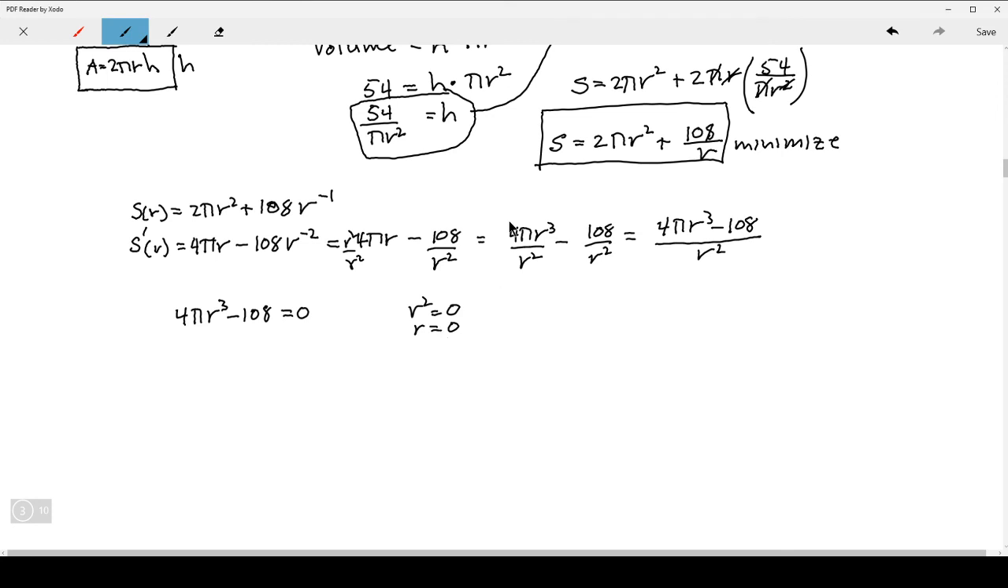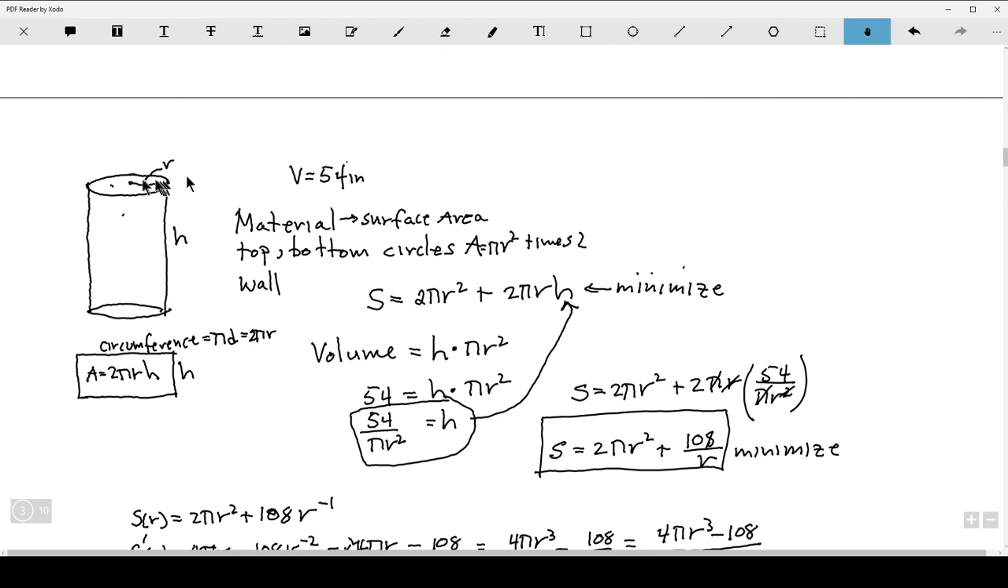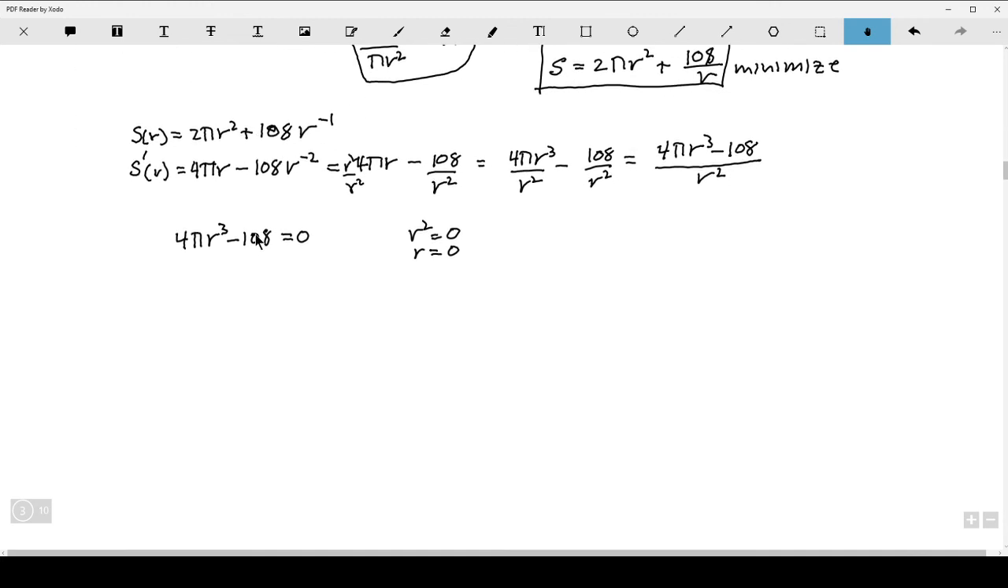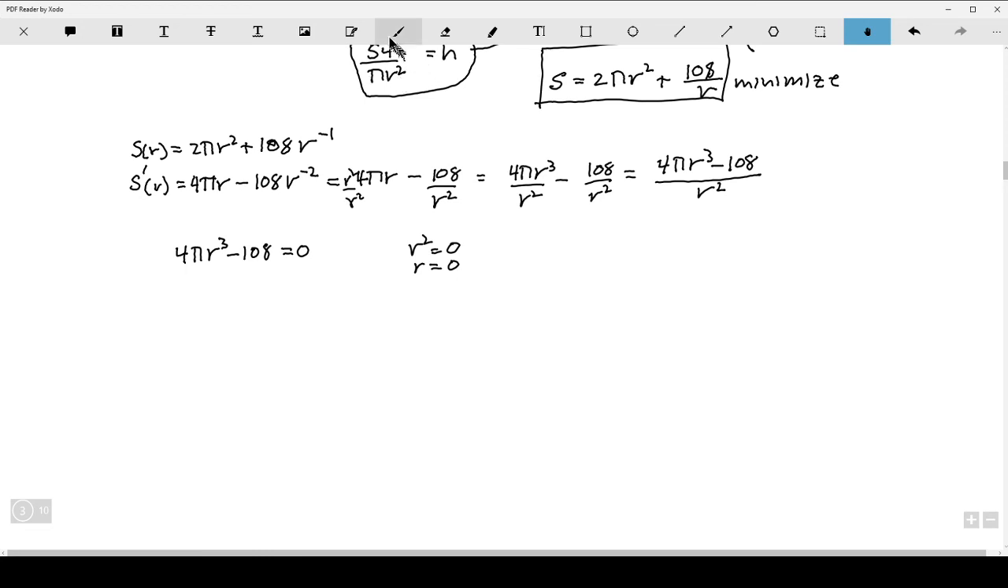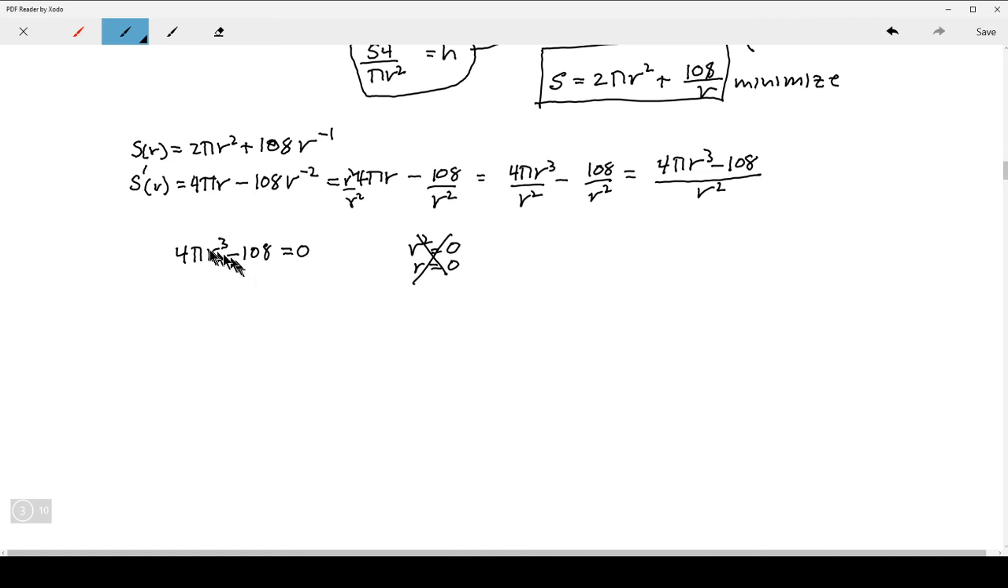If I go back up and I look at my can, if r is equal to 0, then I don't have a can. I just have like a straight line. So we can eliminate this one right away because if r is 0, I don't have a can. All right, so let's come over here.